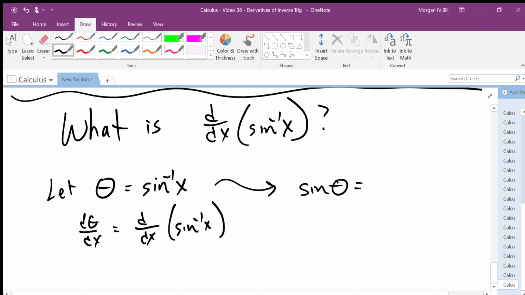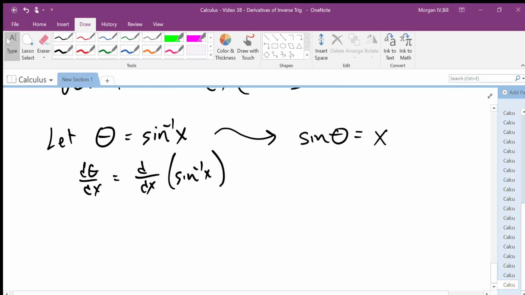I'm going to write that as its normal sine function, not the inverse sine function. Instead of theta equals the inverse sine of x, the sine of theta is equal to x. And we're going to take the derivative from here. So, if I have the sine of theta is equal to x, I'll take the derivative of both sides. And we're doing this implicitly with respect to x.